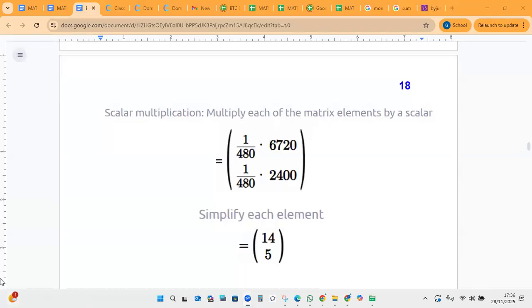Here it is, the scalar multiplication. Multiply each of the matrix elements by a scalar. So 1 over 480 times 6,720 and 1 over 480 times 2,400, which simplifies to each element 14 and 5. And you can verify these calculations.